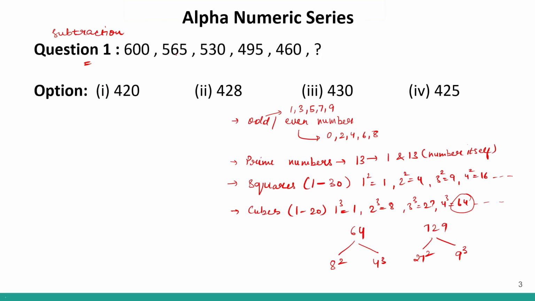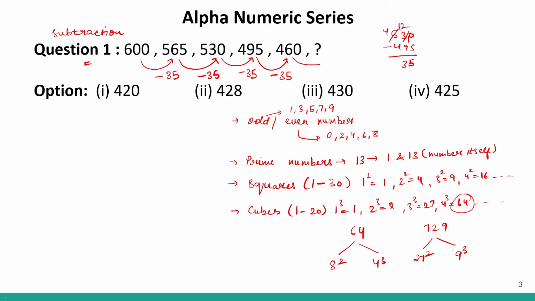So 600 and 565, what is the difference between these two numbers? The difference is of minus 35. Correct? From 565 to 530, the difference is of minus 35. Similarly, from 530 to 495, the difference is again minus 35, and similarly from 495 to 460 it is minus 35. So this is the logic. Correct? We are just subtracting 35.